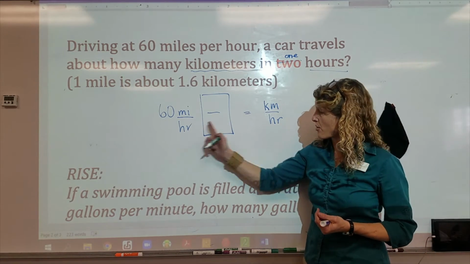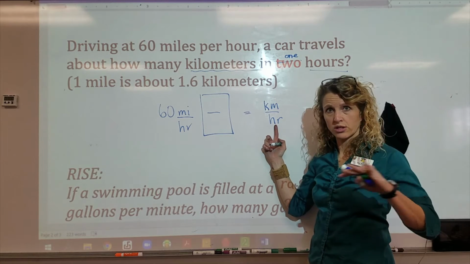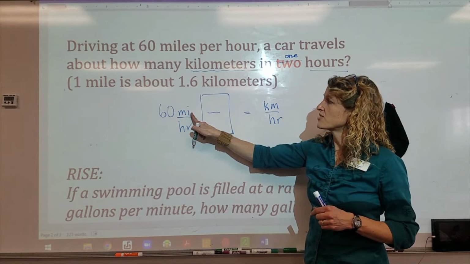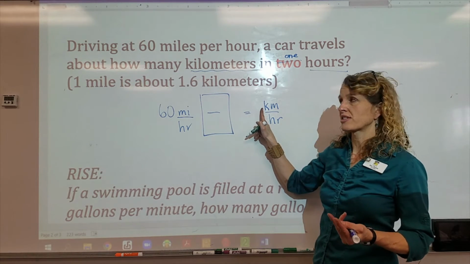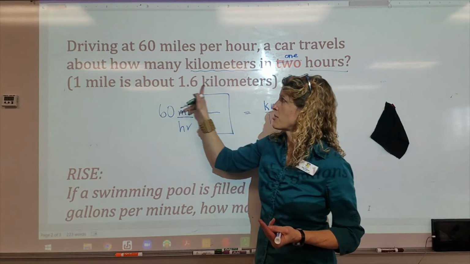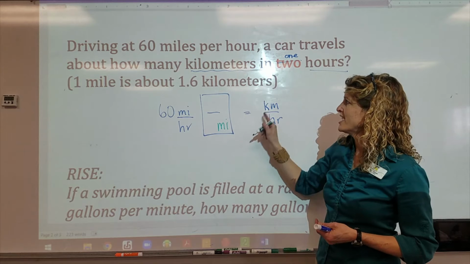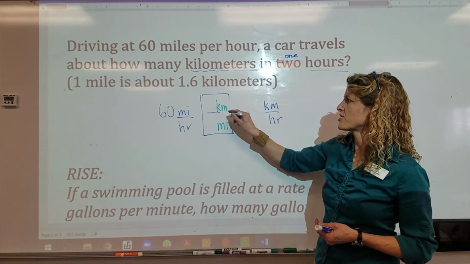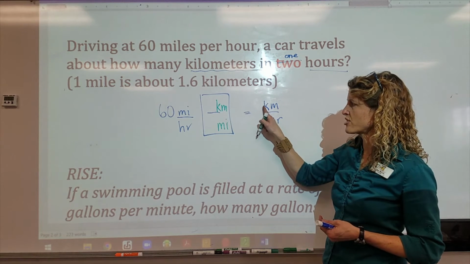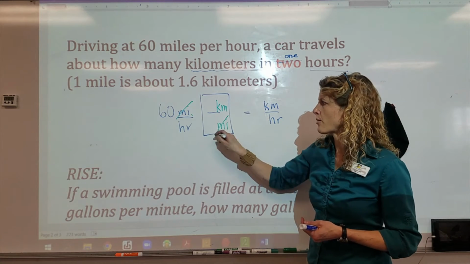Well, notice hours and hours didn't change, so don't convert your hours. But miles converts to kilometers. They give us a known fact that a mile is about 1.6. So since I want miles to go away, I put miles in the bottom. I want it in kilometers, so I put kilometers on the numerator. See how it has to match, numerator to numerator? These we want them to go away.